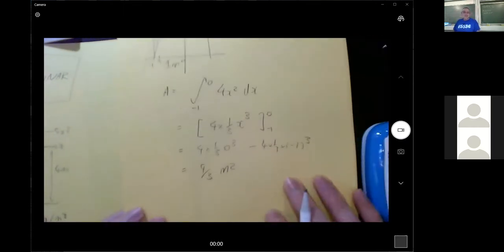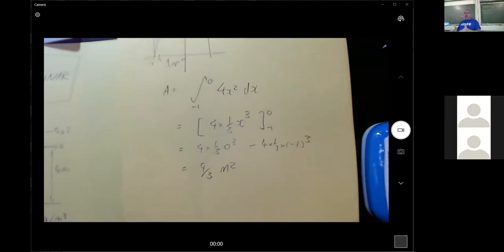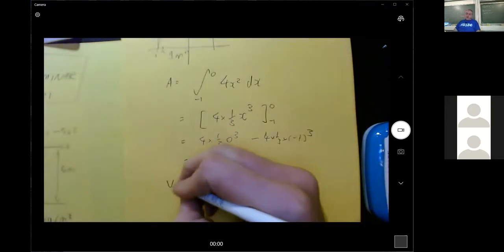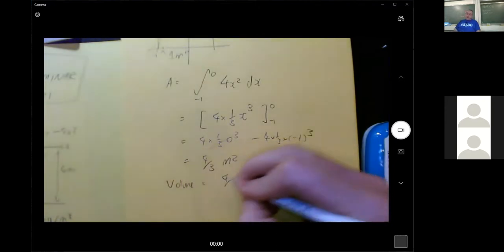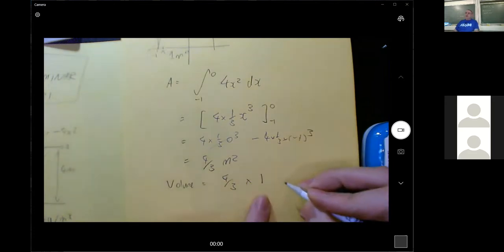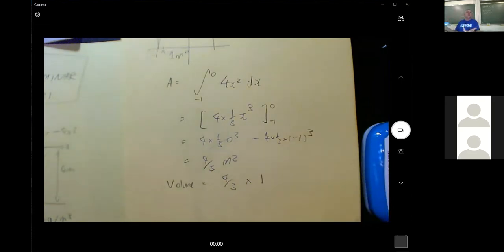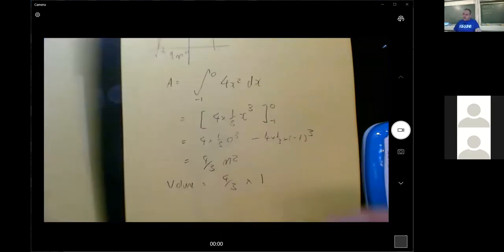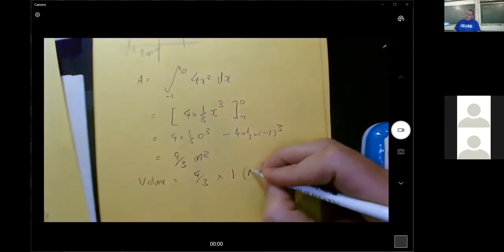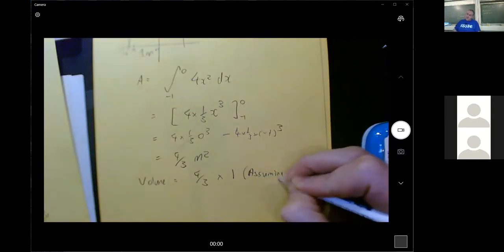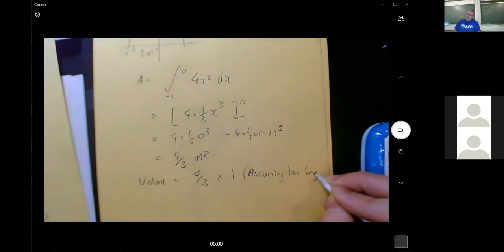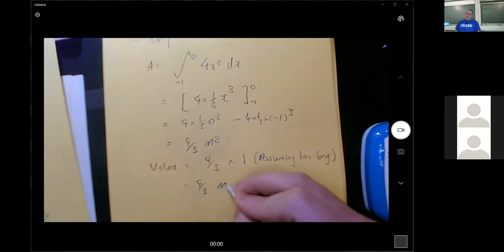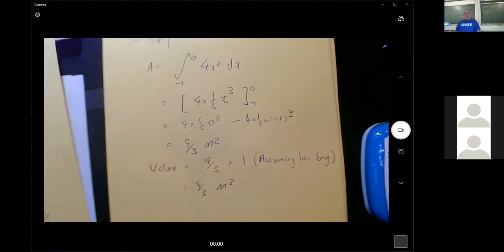Okay, so that's the area here. It's 4/3 of a meter squared, which means that the volume of water is 4/3 times 1 meter outwards. So I'm just going to assume that it's 1 meter long. Since I'm doing it per meter, I should probably say this here, this was 1 meter long. And so it's still 4/3 meters cubed.